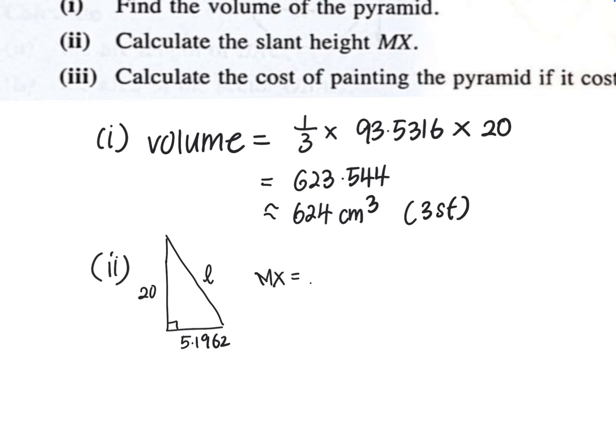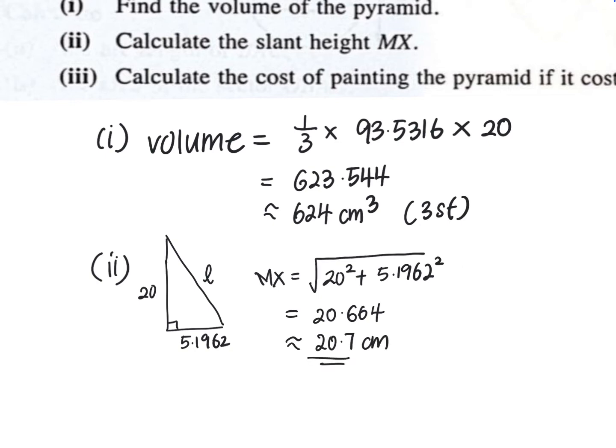So they want slant height mx. So mx is equal to, I'm going to use the Pythagoras theorem. We are looking for the longer side, so it will be addition. So it will be 20 squared plus 5.1962 squared. Alright, and I got the height of 20.664 cm. I keep the full value first because later we need to use this. So 20.7 cm for the slant height.